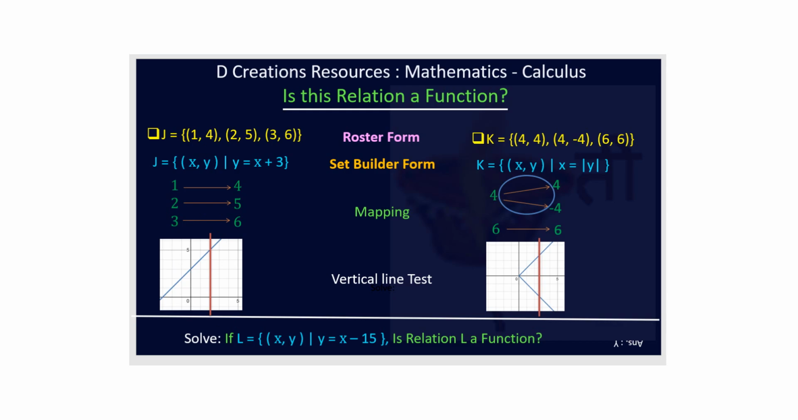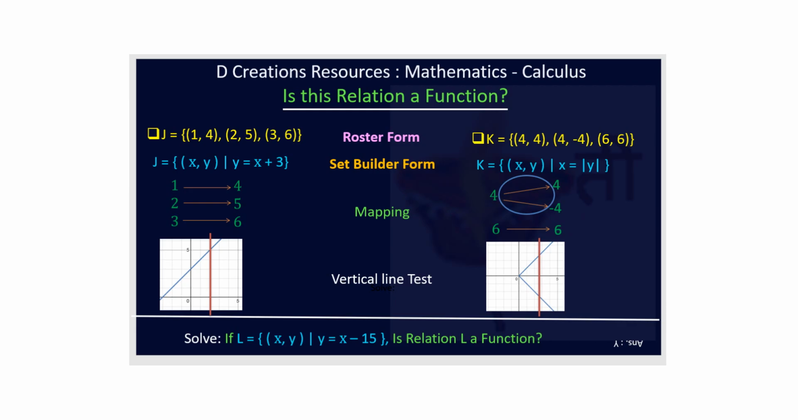What about the relation K? Again, relation K can also be written in set builder form as {(x, y) such that x = |y|}. So |-4| is 4, |4| is 4, and |6| is of course 6. Now if you try the first method of mapping, you can see that 4 is mapped to 4 and 4 is mapped to -4. That means it doesn't have a unique image. There are two values to which it is mapped. So it is not a function.